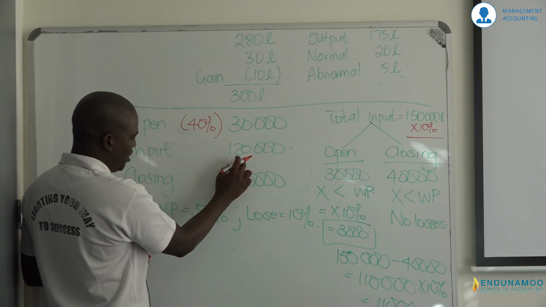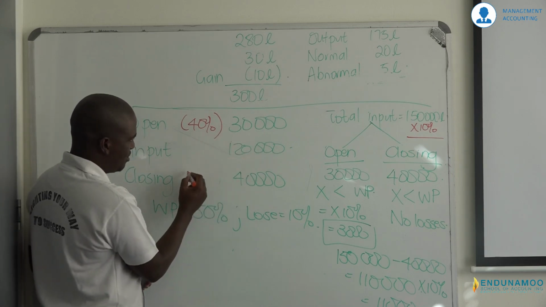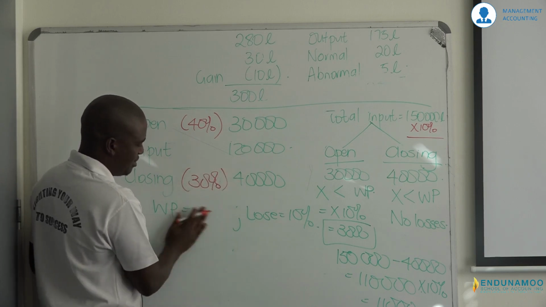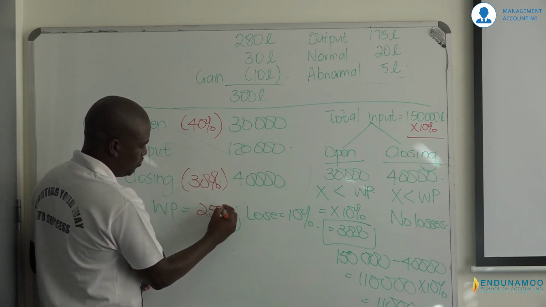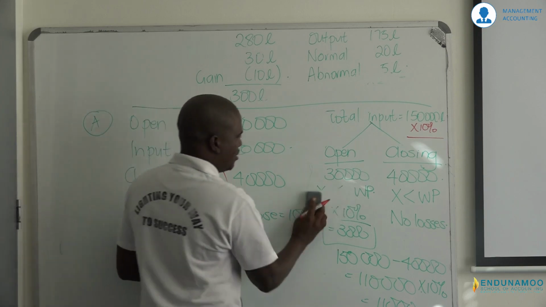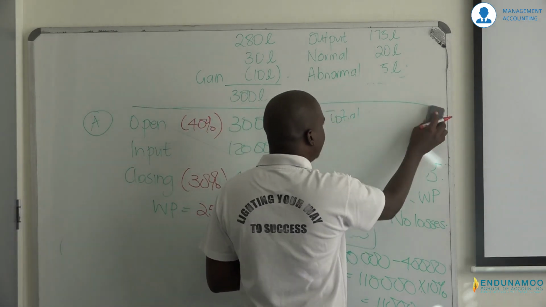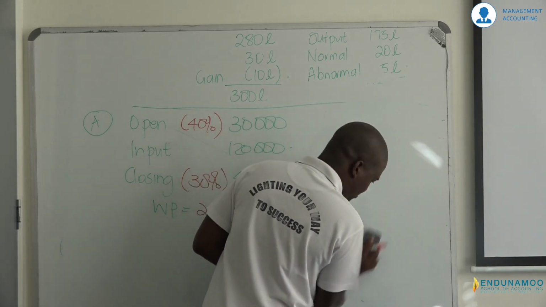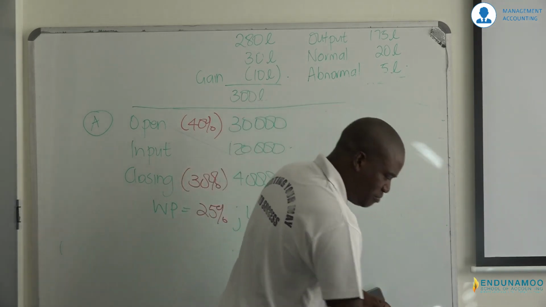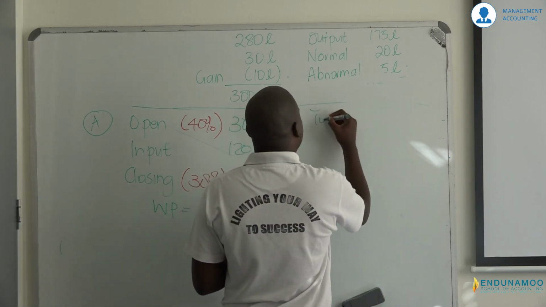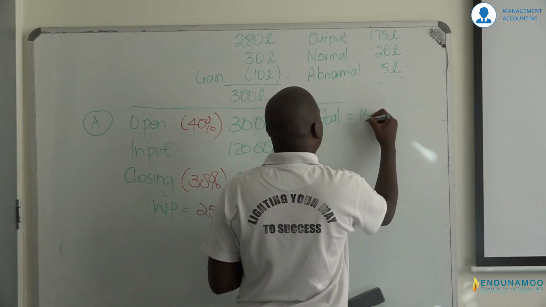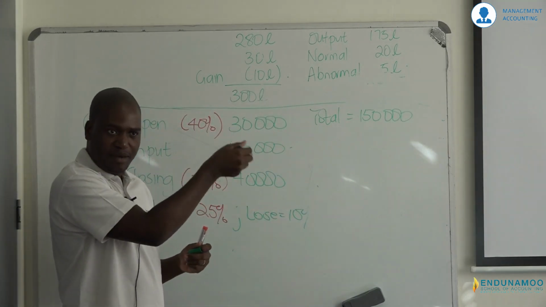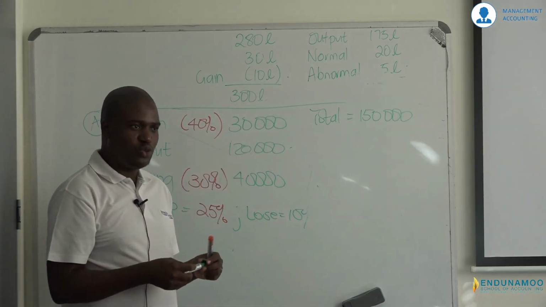Then we've got input of 120. Closing? 30% complete. Wastage point? 25%, right? So now let's go to that keep and deduct story. So our total input is still what? Our total input is still 150. Do you agree? And we are tempted to multiply this by 10%. But we know we have to do the test.